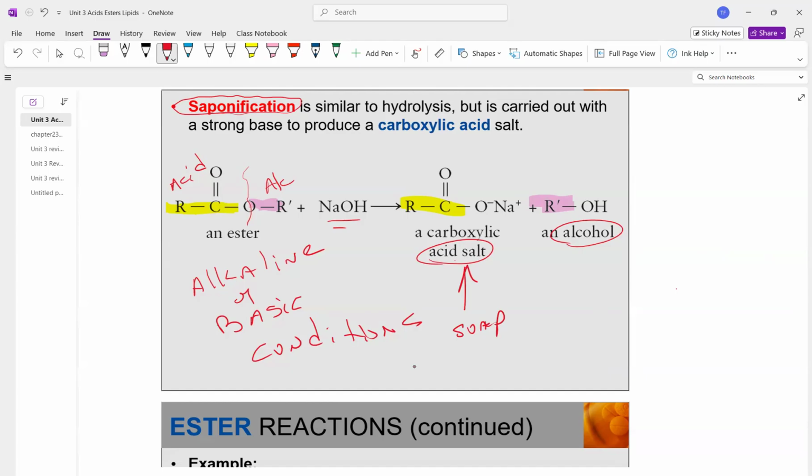So fat is a triester. It's called triglyceride. You get your blood test and you do a lipid panel, it's called TG, triglyceride.